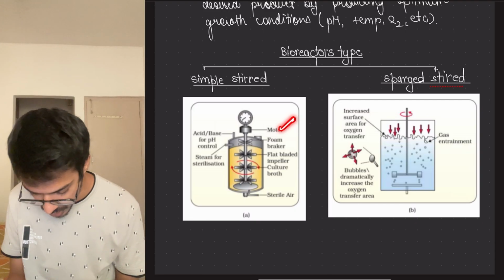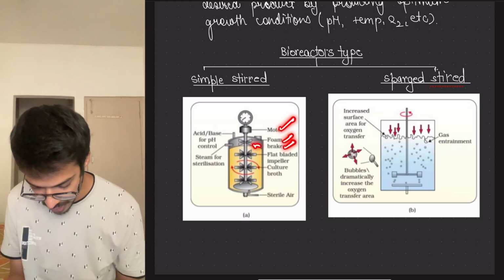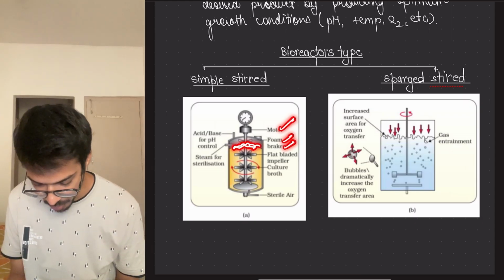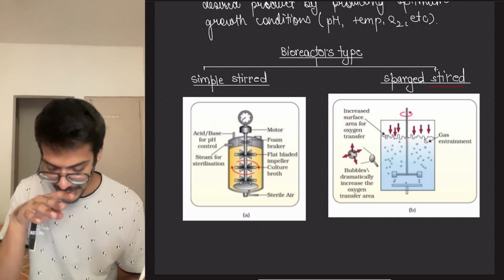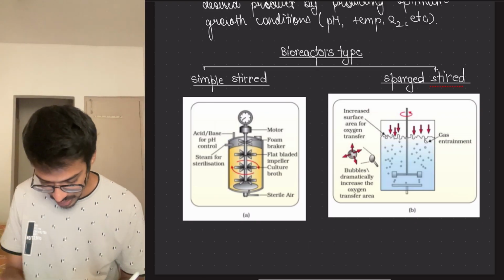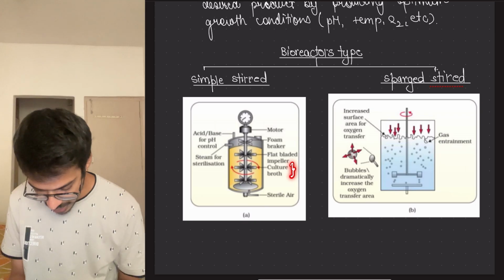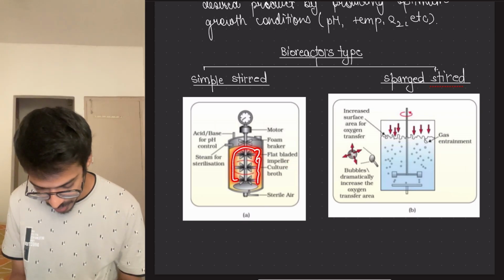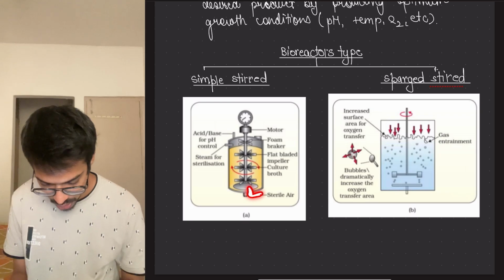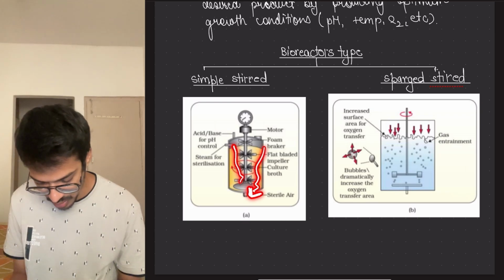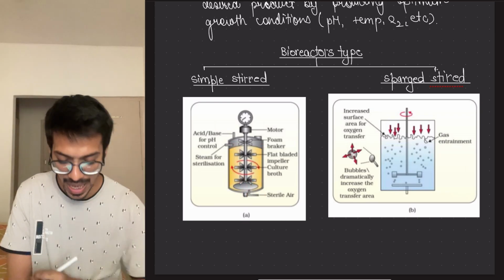Then we have a motor, we have a foam maker. If the foam is here, we want to break it up, because otherwise it will deplete the supply of the contents. Then the culture broth is there, which is written over there, a flat-plated impeller is there, and sterilized air is also being added. Air will keep on being added through the bottom, so that it goes up.